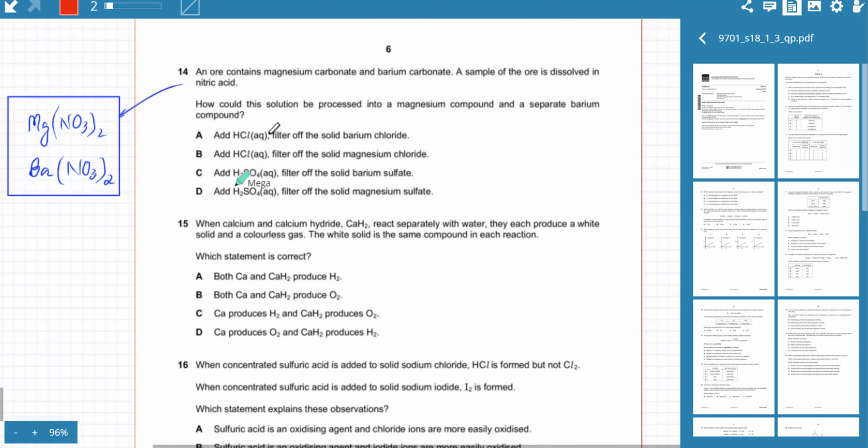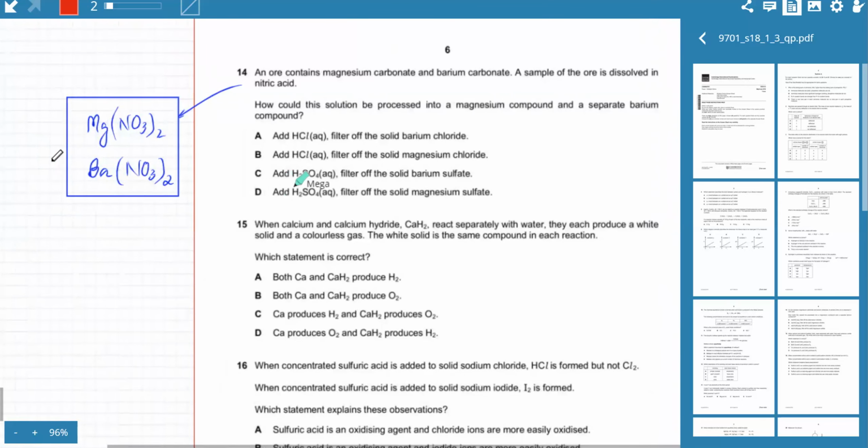So the first one is adding HCl and filtering off the barium chloride. Adding HCl would filter off the barium chloride. That's not possible because barium chloride is soluble. You can't really filter off a compound that's soluble. So remember the solubility of the compounds. The next one is add HCl and filter off the solid magnesium chloride. Magnesium chloride would not be solid because it's also soluble.